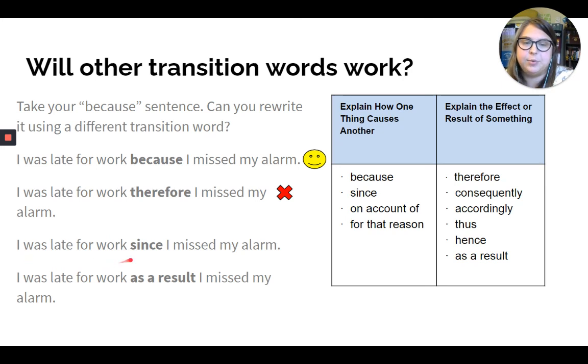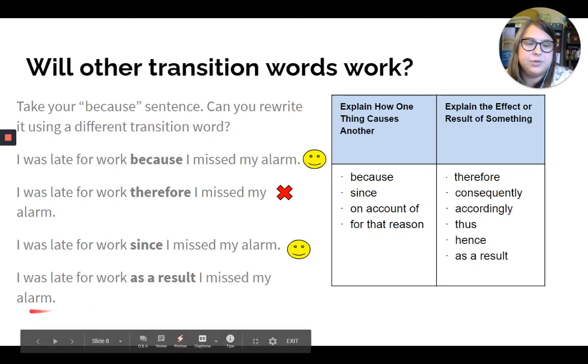I was late for work since I missed my alarm. Well, that sounds better. Let's check and make sure. Since is a word that shows cause. That means since I missed my alarm is the cause. That makes sense. We said that the alarm had to happen first in order for that sentence to be complete. So I like this sentence. I think it makes sense. Let's check out another one.